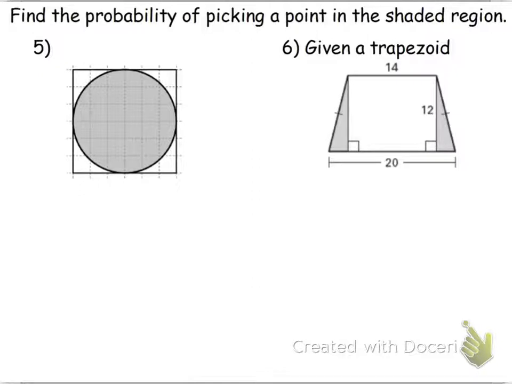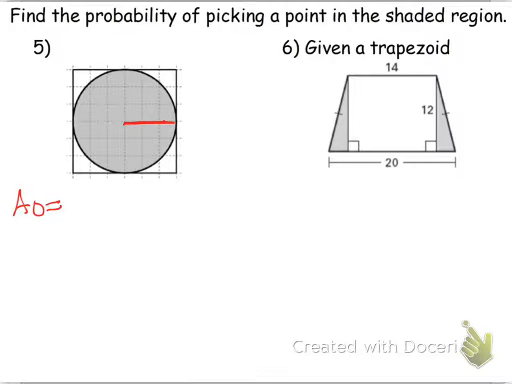Number 5, again, just getting the probability of picking a point in the shaded region. Here, again, we want to get the part that we want. Well, the part that we want here is the circle, because that's where the shaded part is. So I'm going to get the area of the circle. That's going to be pi r squared.